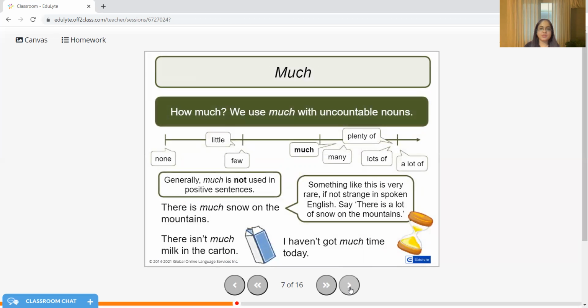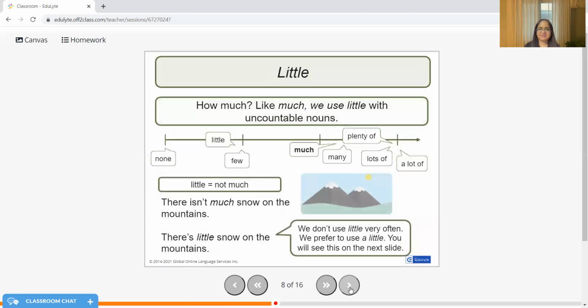Much is used with uncountable nouns. Much water, much milk, much happiness, much affection, like that. And little, again, is used with uncountable nouns like little water. I have little water left with me. I have little happiness with me as of now. Actually, it's not so, but I'm just giving you a sentence. Or there is little snow on the mountains.